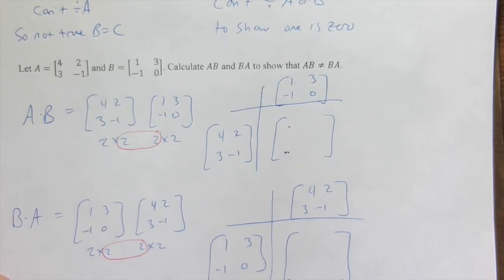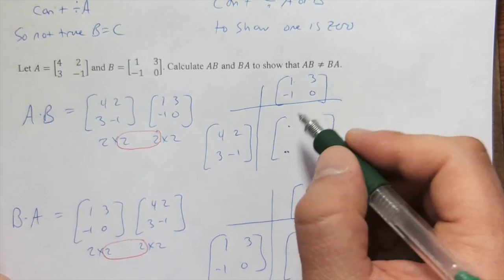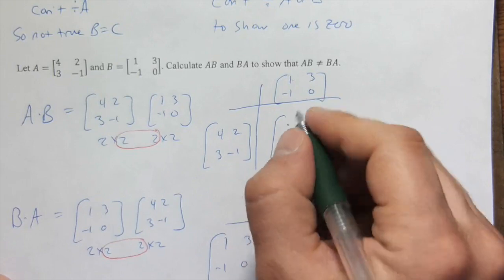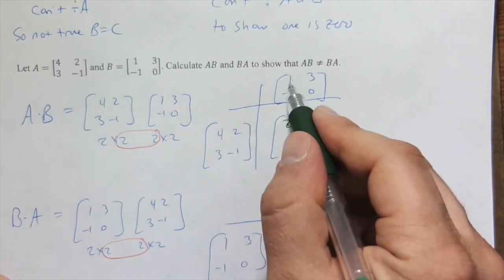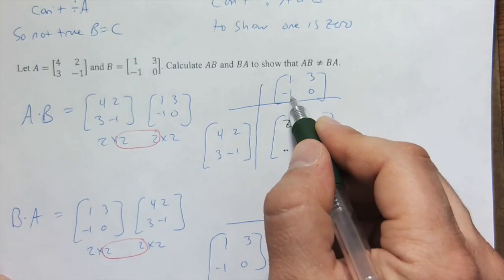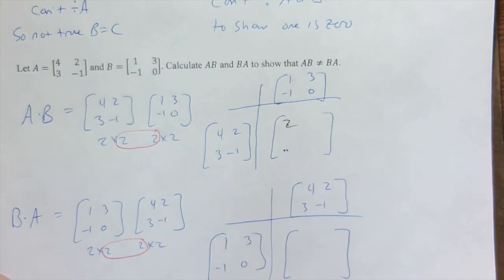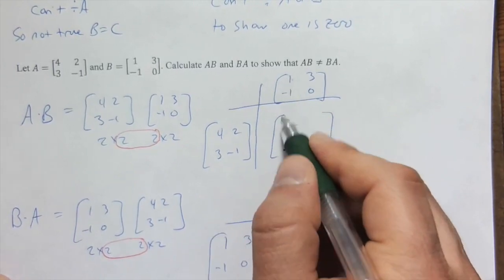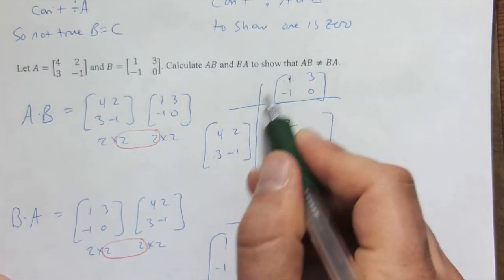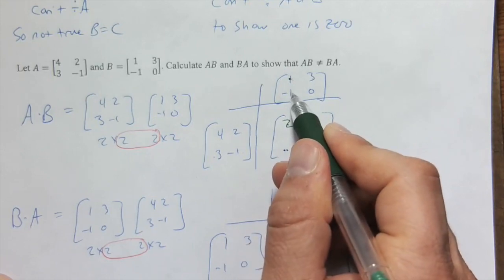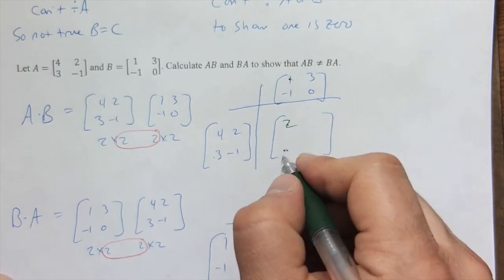Maybe while you're doing that, if you're a little confused, I'll talk it through. For this entry, like I mentioned, you dot this column with that row and you would get the number 2. Right? 4 times 1 is 4, 2 times negative 1 is minus 2, so 4 minus 2 is 2. This entry is this row with that column, so you do 3 times 1 is 3, plus negative 1 times 1, minus 1, and so you have 3 plus 1, that's going to give you a 4.